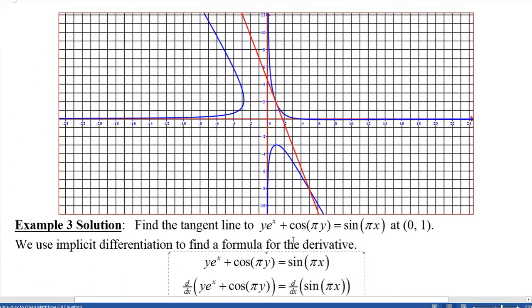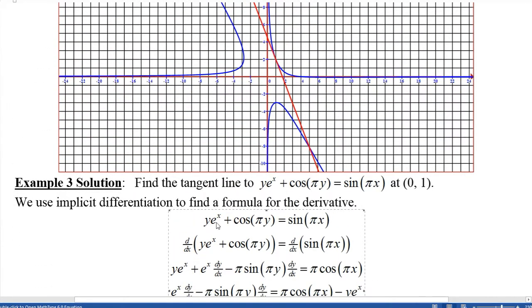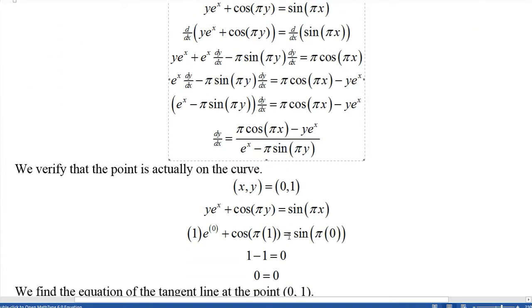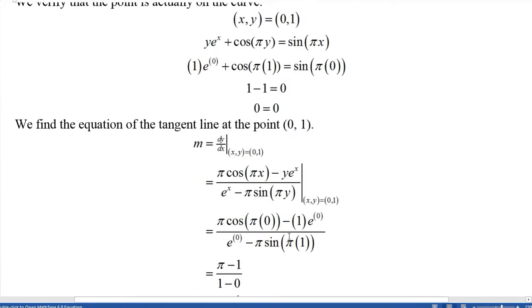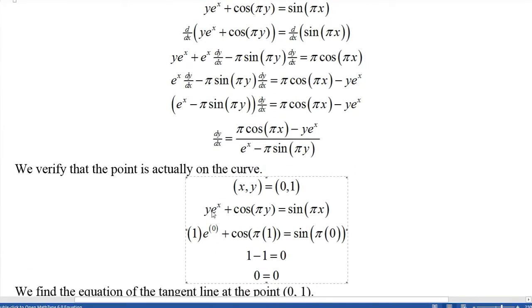Now let's go back to the original relation: y e to the x plus cosine of pi y equals sine of pi x, which is what I've got written down right here. Now let's make sure that (0, 1) really is on the graph. So we put a 0 in for x here, and a 1 for y here and here. e to the 0 is 1, times 1 is 1. 1 times pi, or pi times 1, is pi. Cosine of pi is negative 1.